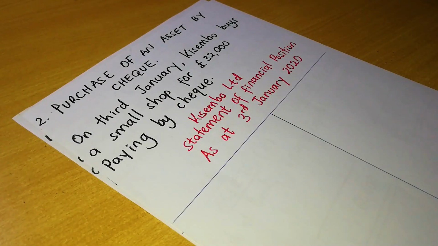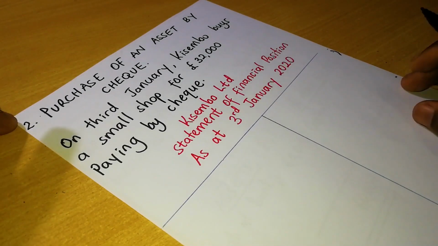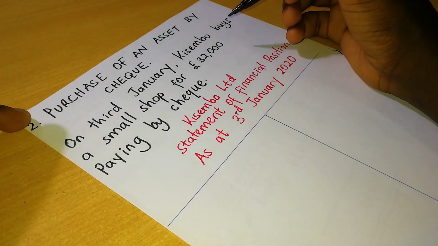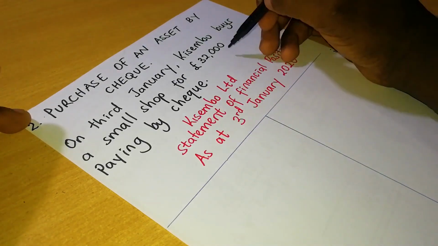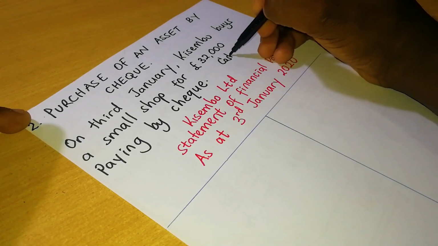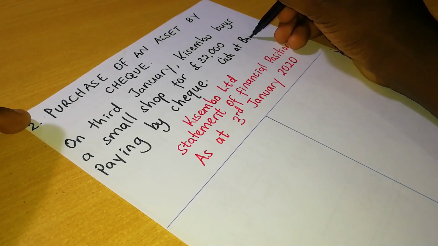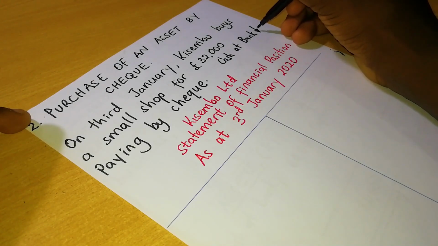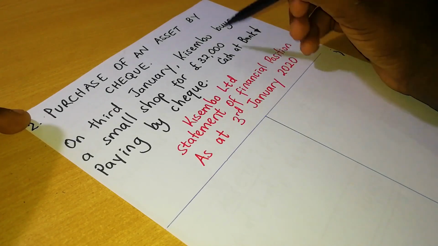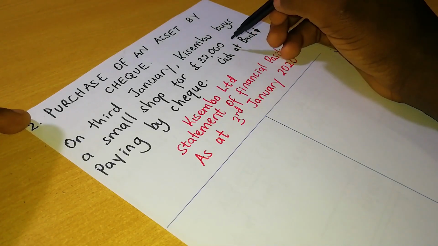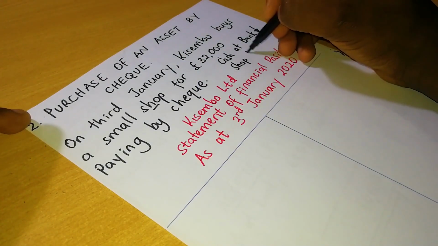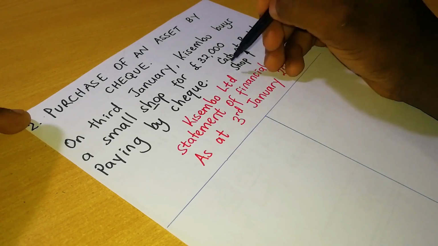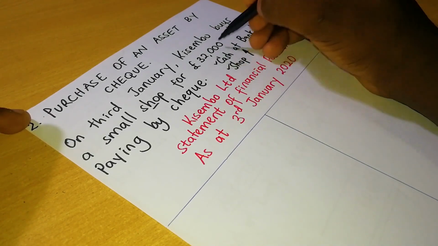In our second transaction, there is purchase of an asset by check. So what are the two items affected here? The question says that on 3rd January, Kisembo buys a small shop for £32,000, paying by check. So if it's paying by check, it means the cash in bank was affected. Cash at bank is going to reduce. And then what happens to the other item that is affected? It increases, and in this case, it is the shop. So we have an asset, shop, and this asset is going to increase. So we have a new asset in the business, and then cash at bank is going to reduce because we use the cash.